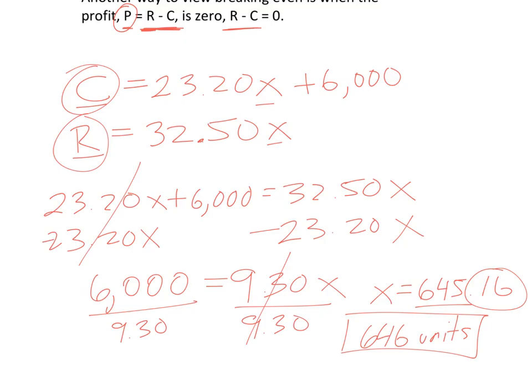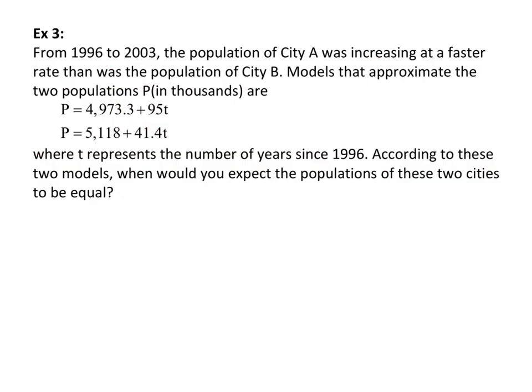Let's do another example. From 1996 to 2003, the population of City A was increasing at a faster rate than was the population of City B. We have these two models here for the populations of the two cities, where T represents the number of years since 1996. According to these two models, when would you expect the populations of these two cities to be equal? How do I know how long it's going to take for the populations to be equal? You just set the population equations for the two cities equal to each other.